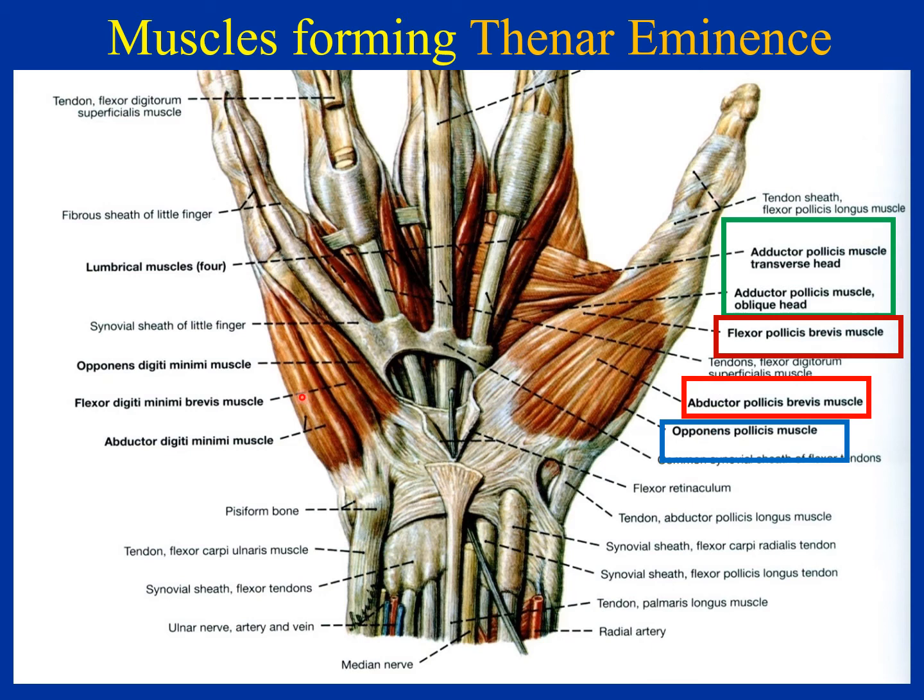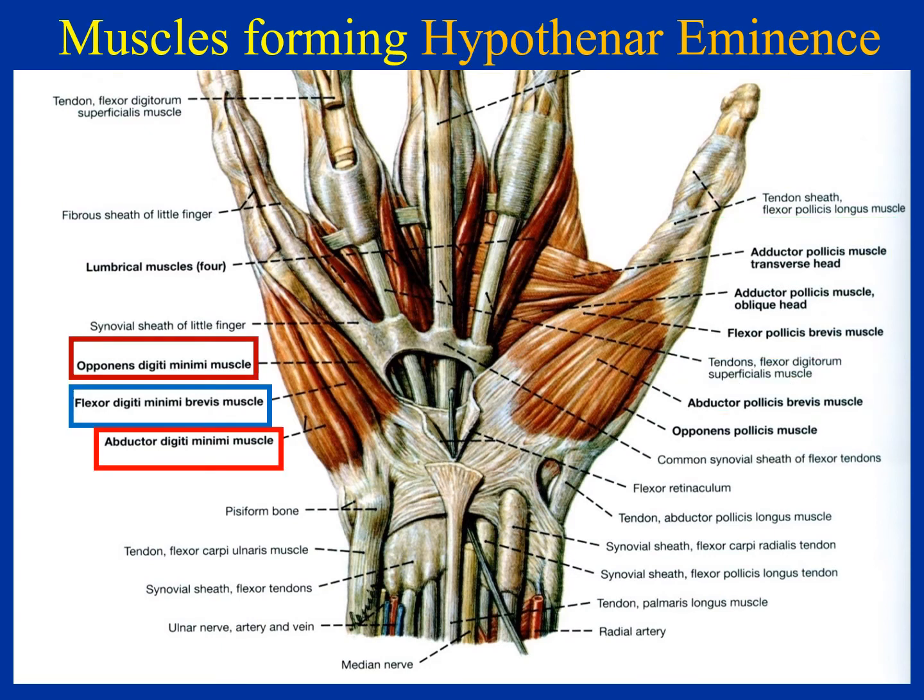On the other side, as we have discussed, when we remove the palmaris brevis muscle, we can see the muscles opponens digiti minimi, flexor digiti minimi brevis, and abductor digiti minimi. Digiti minimi means they are going towards the little finger. So all the muscles going towards the little finger are known as digiti minimi. After removing the palmar aponeurosis, we can see these eminences which are formed by the muscles.